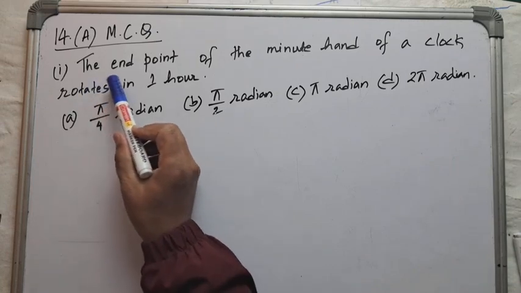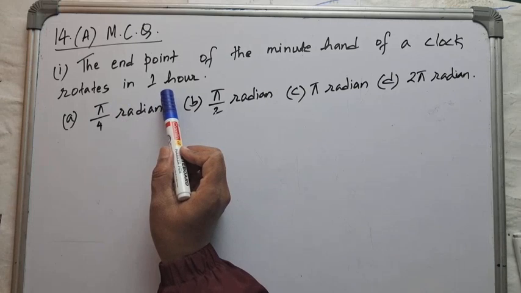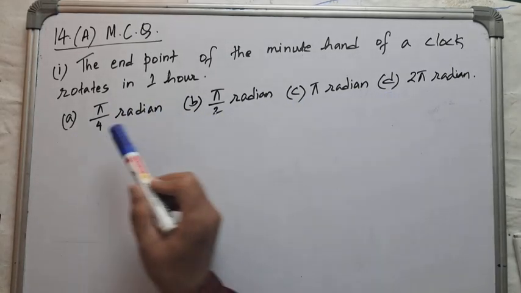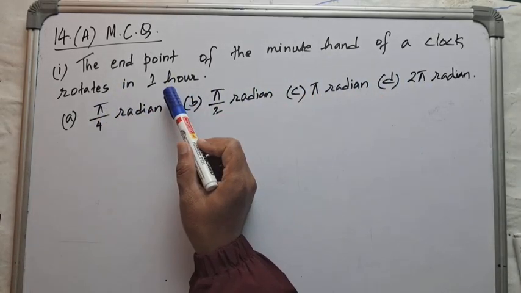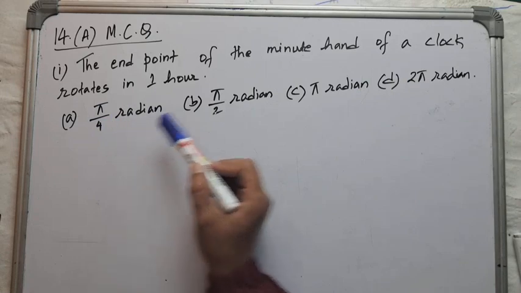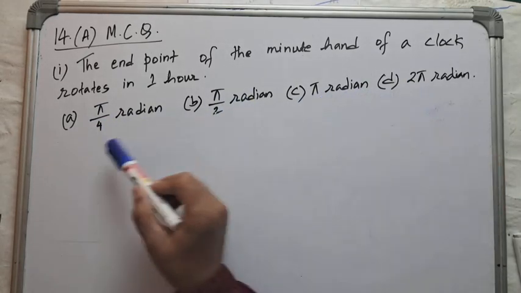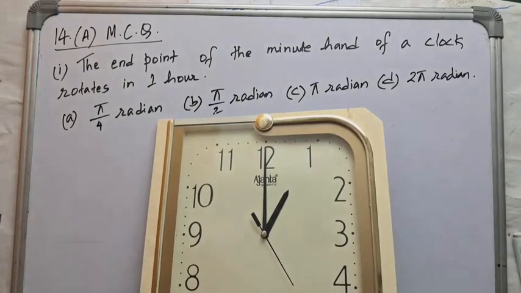Question number 1. The end point of the minute hand of a clock rotates in 1 hour. So we are asked to choose from these 4 options the correct one, okay? Pi by 4 radian, pi by 2 radian, pi radian and 2 pi radian. These 4 are the options, isn't it? So let's understand this question first.